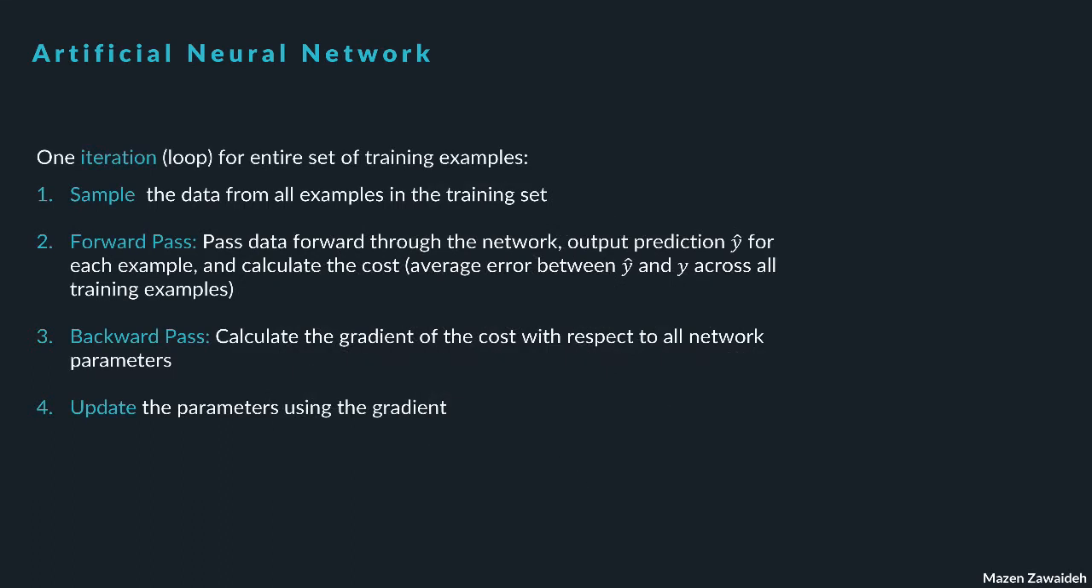Let's recap. For now, let's assume we pass the entire dataset into the network at every iteration to avoid confusion. For each iteration, we take all the data from the training set, pass it into the network, generate a prediction for each example, and then calculate the total cost across all training examples. We then calculate the gradient of the cost with respect to all network parameters and use the gradient to update our weights and biases. This process is repeated until our cost converges at the minimum. We will learn more about this process in the next lecture.